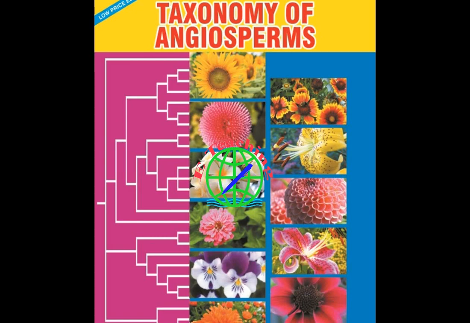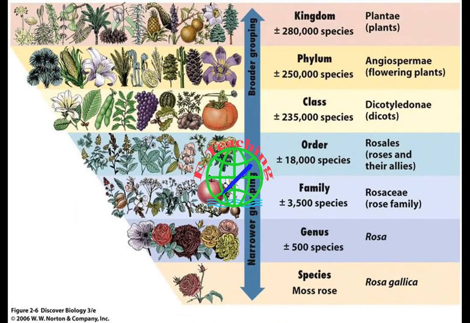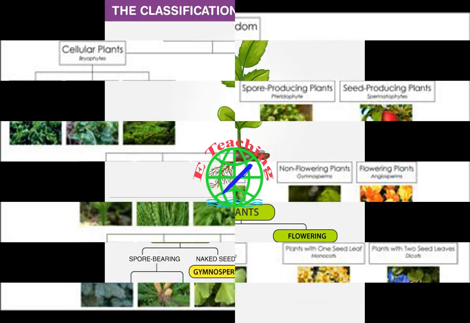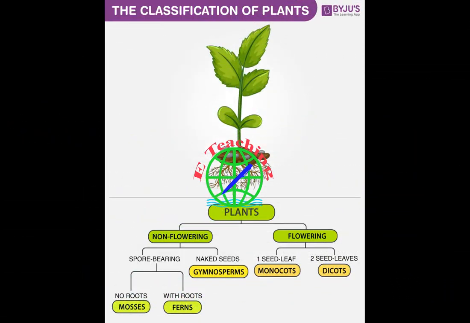Taxonomy of Angiosperms. Taxonomy is concerned with the laws governing the classification of plants. The term taxonomy includes two Greek words: taxis, arrangement, and nomos, laws. Plant taxonomy is otherwise known as systematic botany. Classification, identification, description, and naming the plants are the bases of plant taxonomy.